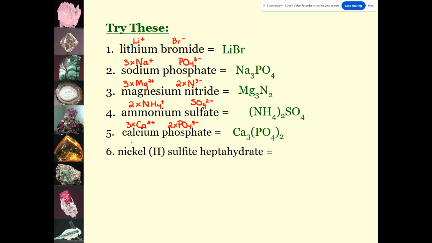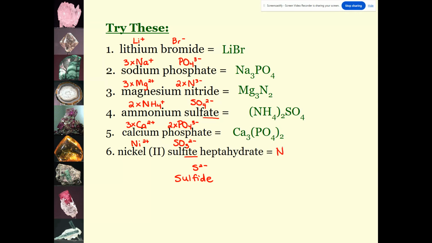And the last one, nickel with a 2 plus, bonded to sulfite. Be careful, sulfite and sulfate are 2 different things. And what if I told you you had sulfide? Sulfide would be the sulfur 2 minus. Sulfate is SO4 2 minus. Sulfite is SO3 2 minus. Okay? The sulfate and sulfite are polyatomic ions in the polyatomic ion chart, whereas sulfide is just the non-metal sulfur acting as an ion.